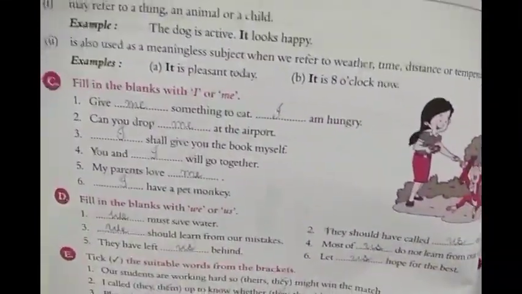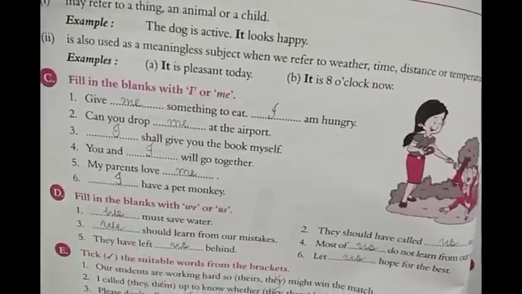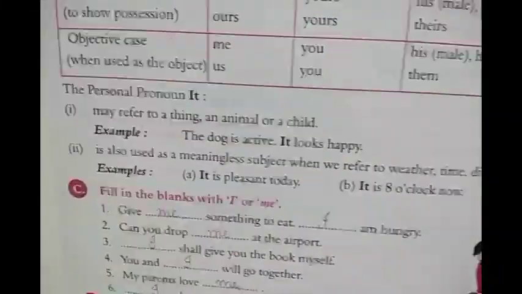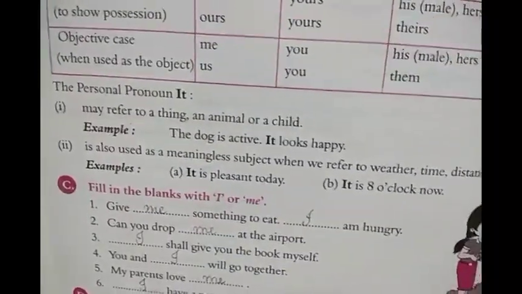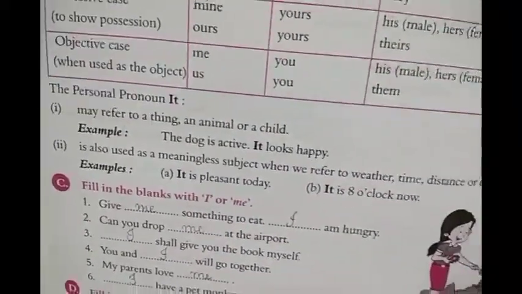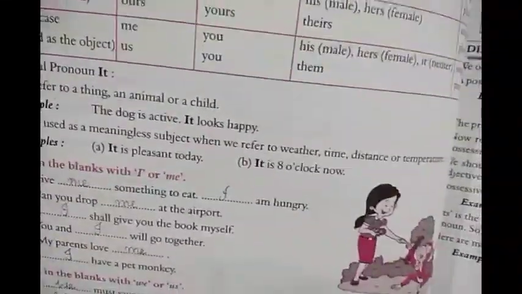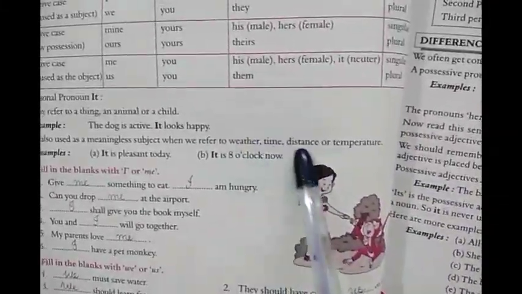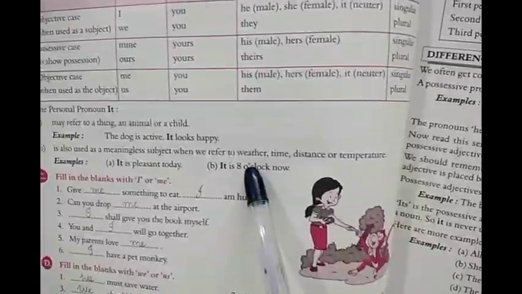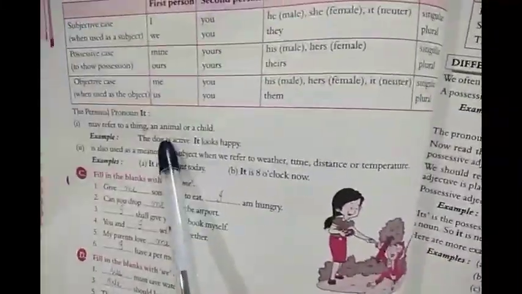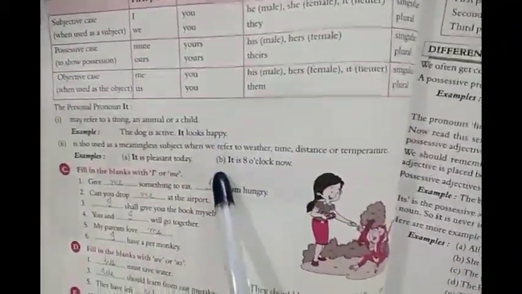So here you can see exercise number C. Fill in the blanks with I or me. Before that you just see this, the personal pronoun it. Now where do we use the pronoun it? For a thing, an animal or a child. And also it is used as a meaningless subject when we refer to weather, time, distance or temperature. So when you talk about weather, time, distance or temperature, you have to use the word it. And also when you refer to a thing, an animal or a child, you have to use it.